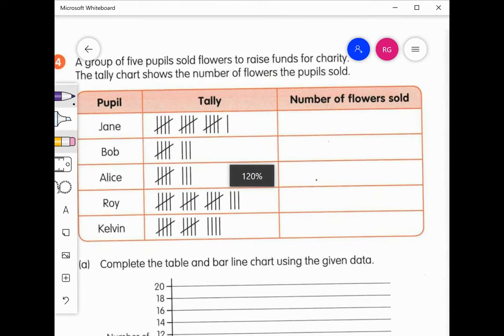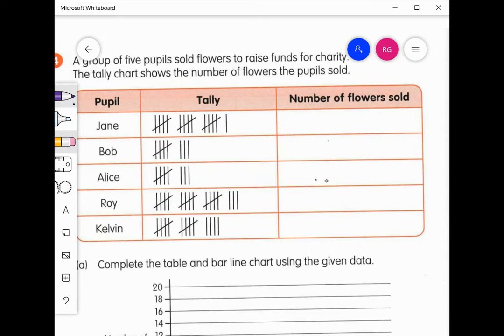Okay, so it has here 5 for Jane, 10, 15, 16. So really we're making a frequency table here by adding all of these up. So this is 5, 6, 7, 8 for Bob. All right, and then Alice is going to be 8 as well. She has the same number of flowers sold as Bob.